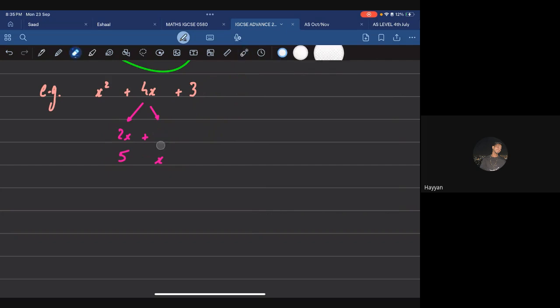Yes, who can tell me? 3x plus x. Perfect. Absolutely good. Now, Fahad, why should I break down this middle term as 3x plus x? Why do you think so? Because when we multiply 3 by 1, then we'll get 3, and when we add 3 and 1, then we'll get 4. Yes, perfectly. So simply, if I write this down again, it's going to give me x squared plus 3x plus x plus 3.